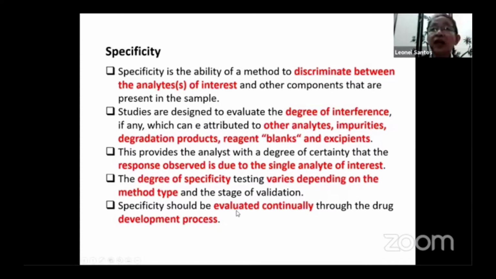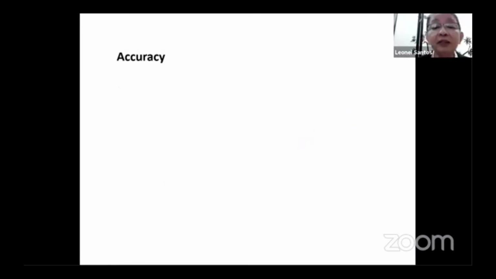So I showed you the drug development process earlier in a graph, all the way from the development up to the product approval, even to post manufacturing. So specificity needs to be continually evaluated, because at times there are impurities, degradation impurities that show up, and they may interfere in terms of the specificity of your method.